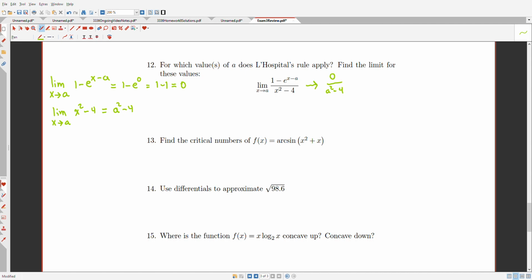Once we make that observation, the rest of the problem sort of spills out. Because for L'Hopital's rule to apply, we need infinity over infinity, or infinity times 0, or infinity minus infinity, or 0 over 0. Well, we know we have a 0 in the numerator, so we need the denominator to be 0 also, so that we can apply L'Hopital's rule. So we need this part to equal 0, which tells us a has to be 2, or a can be negative 2. So there are two values for a where L'Hopital's rule applies.